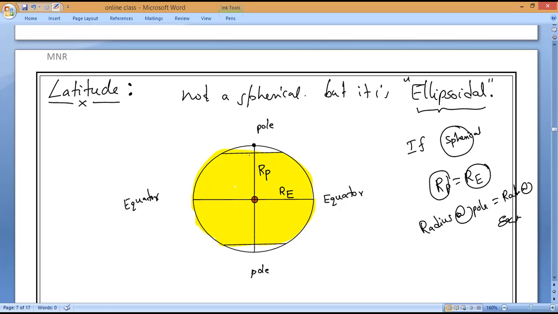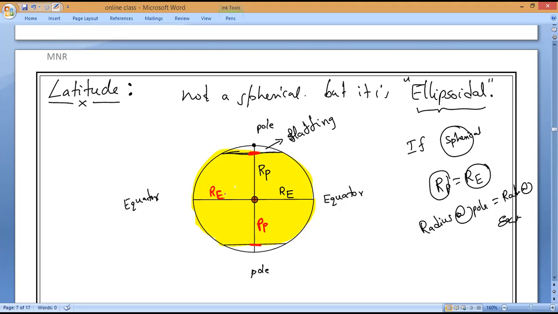But as we know, at the poles the Earth is not spherical in shape. It is flattening at the surface. Are you understanding? So RP is considered only till here, and RE till here. So you tell me, is RP less than RE or greater than RE? That is my question. Anybody?